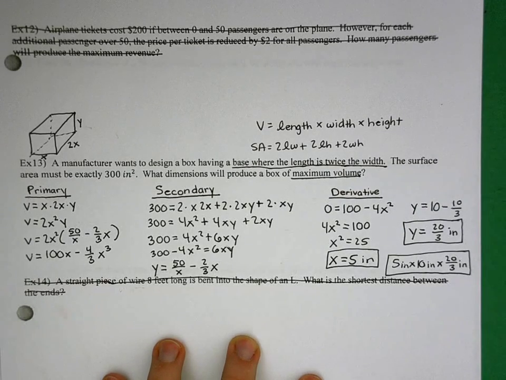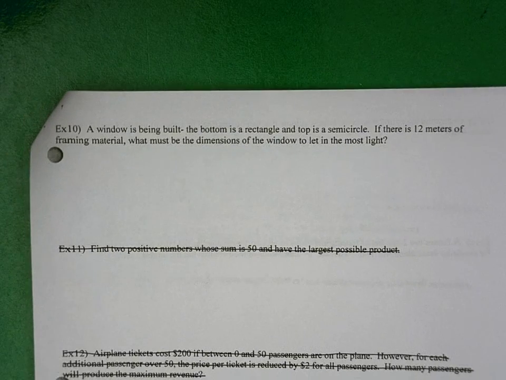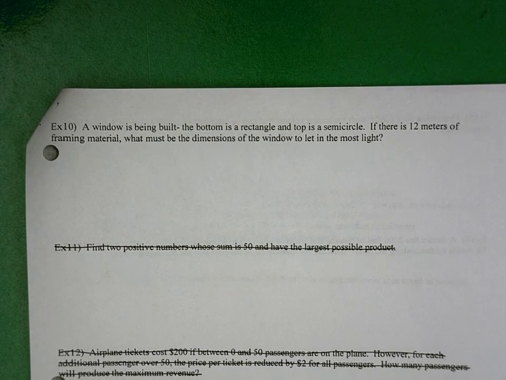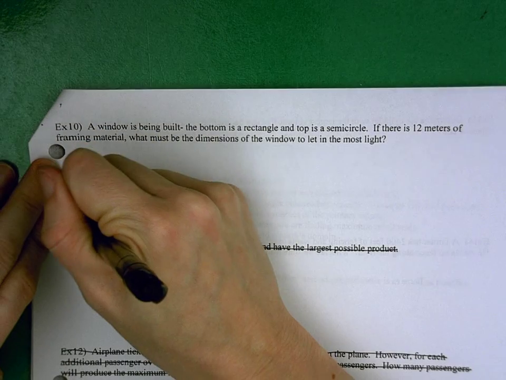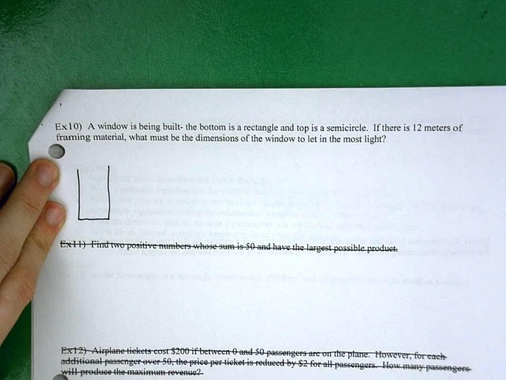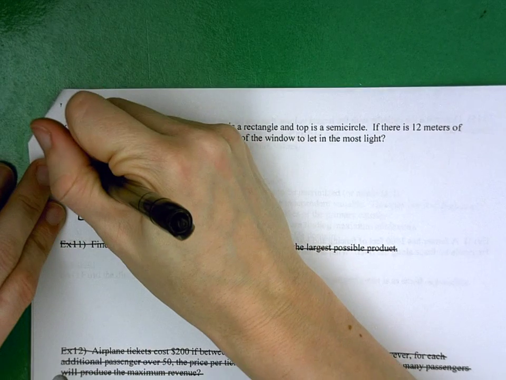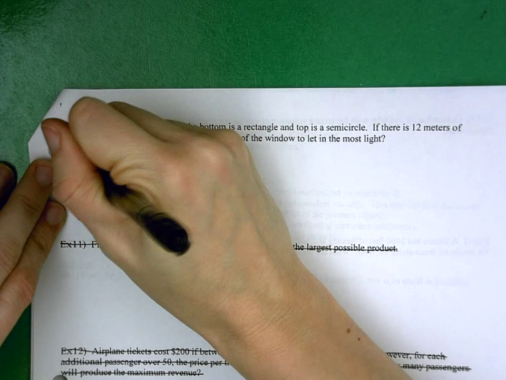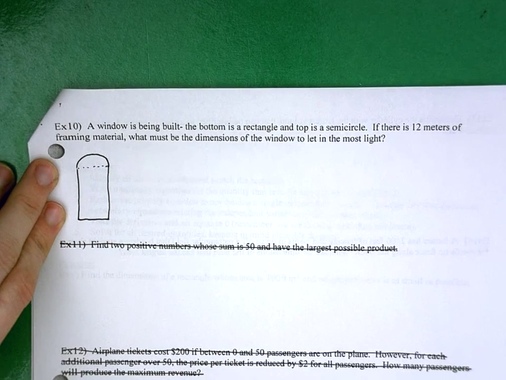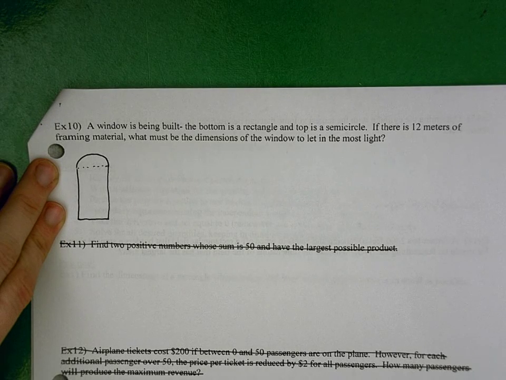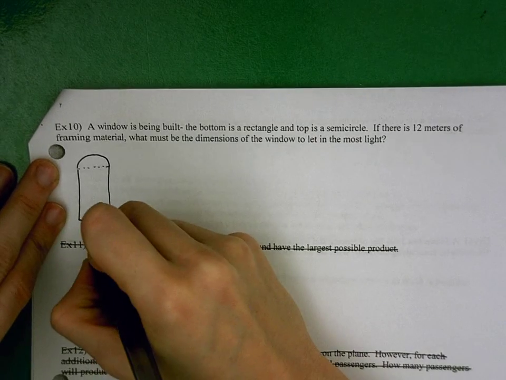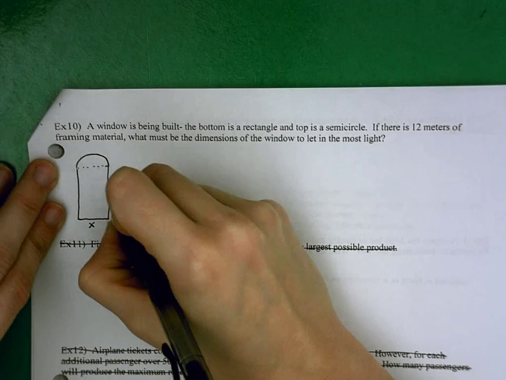Okay. Go ahead and do one more here. Example 10, which says a window is being built. The bottom is a rectangle, and the top is a semicircle. Okay. If there is 12 meters of framing material, what would be the dimensions of the window to let in the most light? Okay, I'm going to go ahead and label this rectangle as x, y.